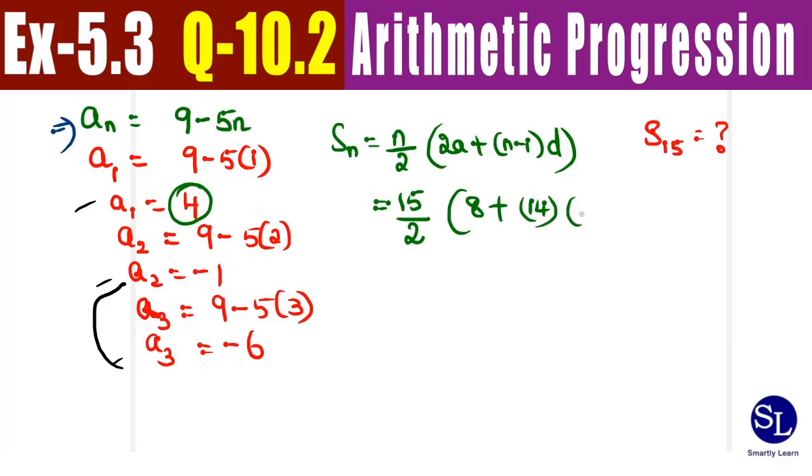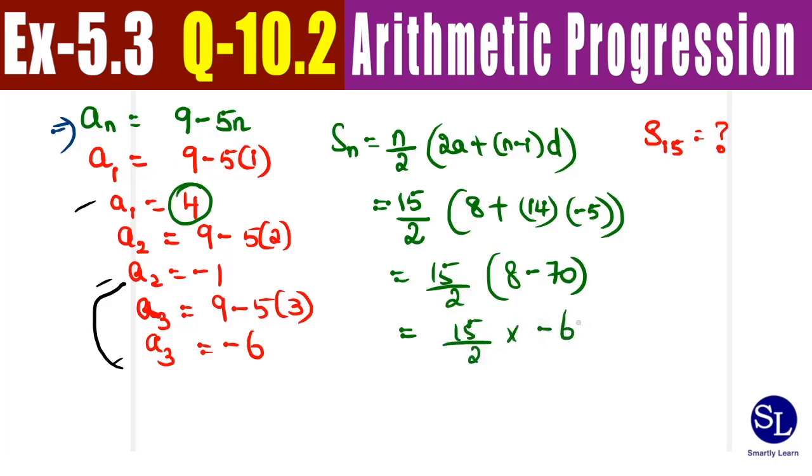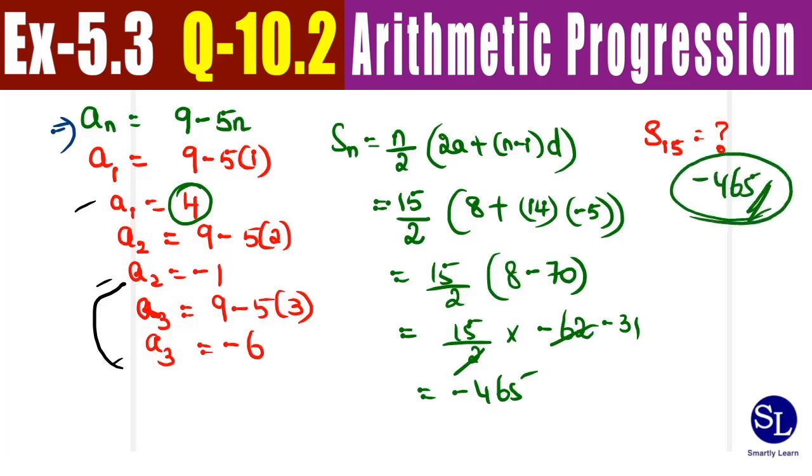We just found the common difference to be minus 5. So we are putting that also here. So 15 by 2, this is 8, 14 into 5 is 70. This is going to be minus 70. So this is going to be 15 by 2 into minus 62. So I'm going to cancel this. So this is minus 31. Minus 31 into 15 is minus 465. So the value of the sum of 15 terms is minus 465.